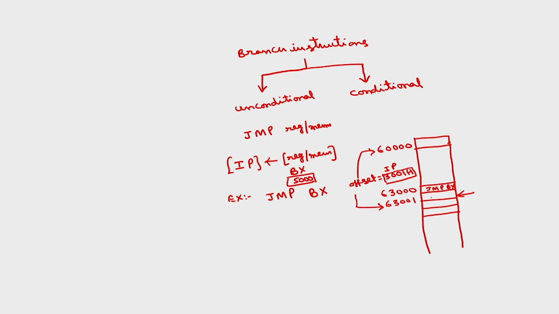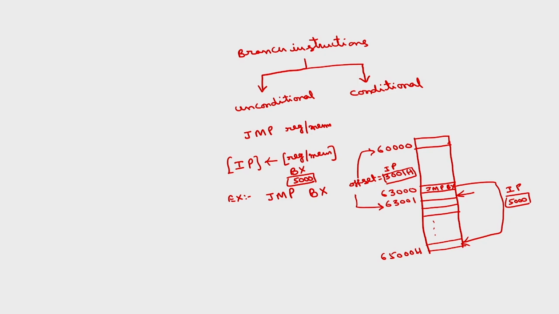Suppose I want to skip this instruction and execute the instruction which is located at some other location, say 65,000. Then how does the microprocessor jump to this particular instruction? For that the instruction pointer has to be loaded with the offset of this address from the starting, which is 5000. If I simply load the instruction pointer with 5000 H, then it will skip all the instructions in between and jump to the instruction located at 65,000 H. So this is how the jump instruction takes place.